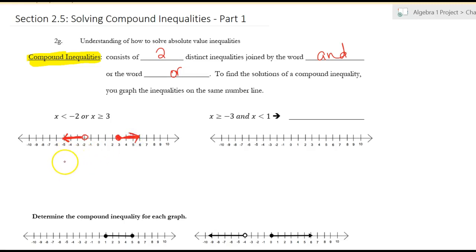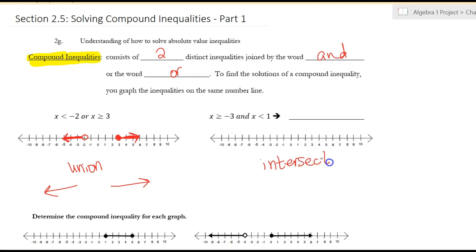So ORs is a union because it's one or the other way. So ORs, majority of the time, are going to go to the left and to the right. So it's anywhere you see an answer, that's what your answer is. All right, for an and, this is where they intersect. So this is the intersection.